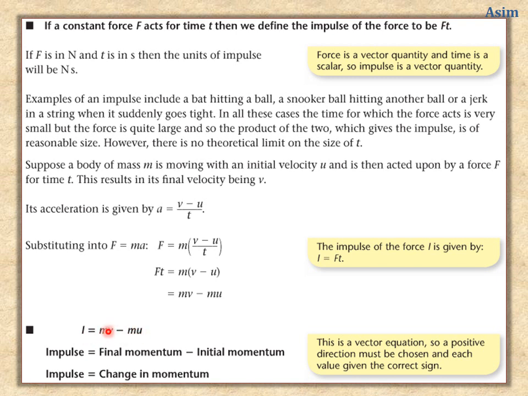We know mass into velocity is momentum. So basically impulse can also be said as the final momentum minus initial momentum, or impulse is the change in momentum. Impulse is force into time, or impulse is change in momentum.